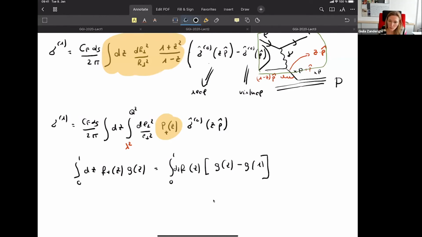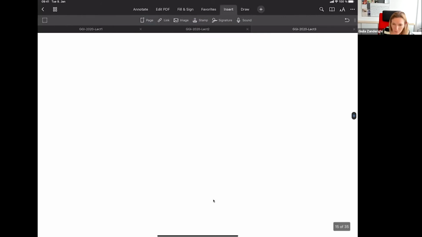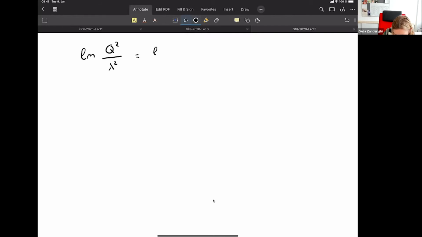Now what you can use is you can simply see that this is a logarithmic integration. So then you can use that, simply naive. So this will give you a log of Q squared over this lambda squared when you do this integral. And now you know that you can write this as Q squared over any scale you like.